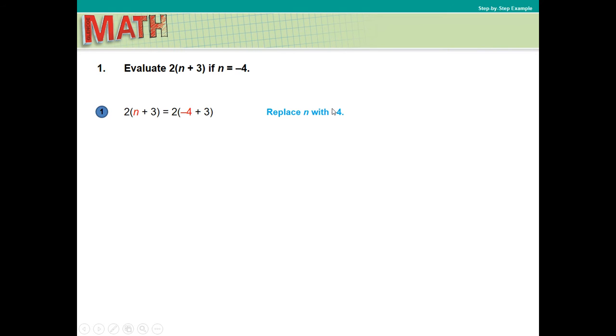So on this one, it says evaluate 2 times the quantity of n plus 3 if n equals negative 4. Again, you notice it says evaluate because it's an expression. So what you're going to do is replace n with negative 4. Next, you're going to evaluate inside the parentheses. So you do negative 4 plus 3. Remember order of operations. Everything inside the parentheses first. So negative 4 plus 3 is negative 1. Then you multiply. Please excuse my dear Aunt Sally: parentheses first, exponents. There are no exponents, and multiply comes with divide. We multiply 2 times negative 1, we get negative 2.